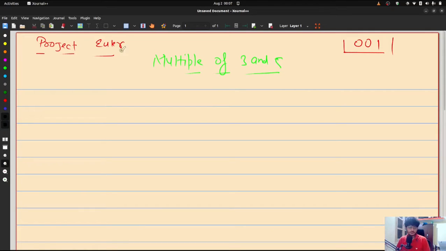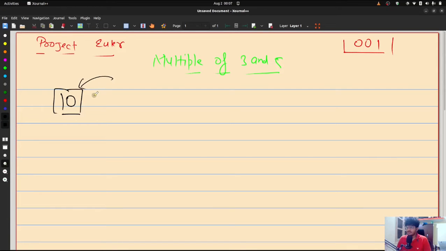We are going to solve today Project Euler, the first problem, which is the multiples of 3 and 5. So let's see what the question is saying first. The question is saying that you have been given a number, let it be 10. 10 is given in our test case. This is the first test case. Basically 10 is the first test case.